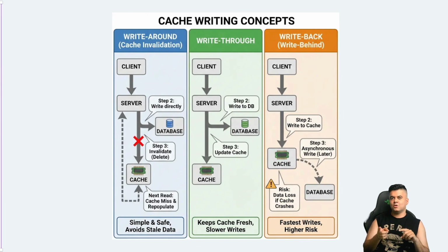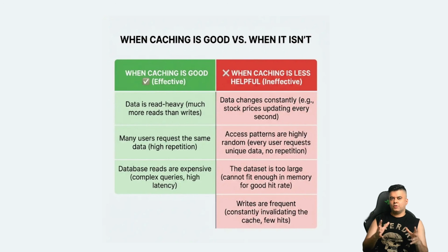So write back is usually used only in special cases where write performance is critical and you can tolerate some risk. So what you need to remember here is most systems use write around or write through because they're simpler and safer. Now, does this mean that caching is always a good idea?